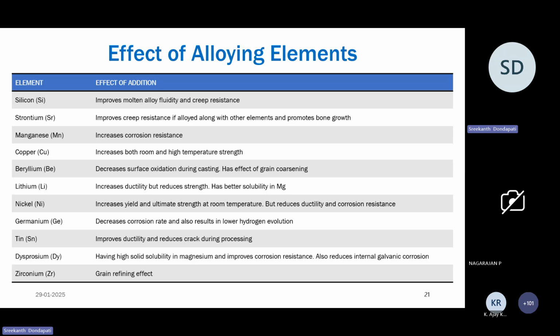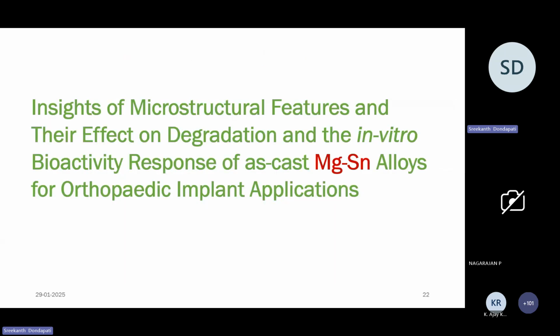So we have done a lot of research in the field of magnesium, and one of which is we have worked on magnesium tin alloys. So I'll present what we have done and what my observations are. Let us take magnesium tin alloys for orthopedic implant applications. We have assessed their properties by increasing the amount of tin: 1 weight percent, 5 weight percent, and 10 weight percent. With the increase in tin percentage, what exactly is happening? What physical properties are changing, how the bioactivity is changing, how the corrosion is changing. All these things we have checked.